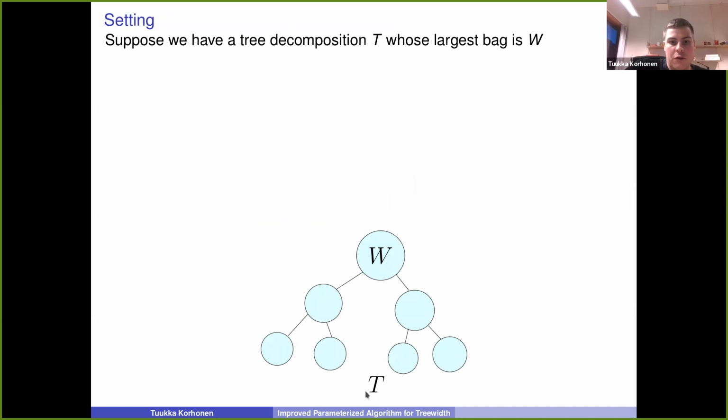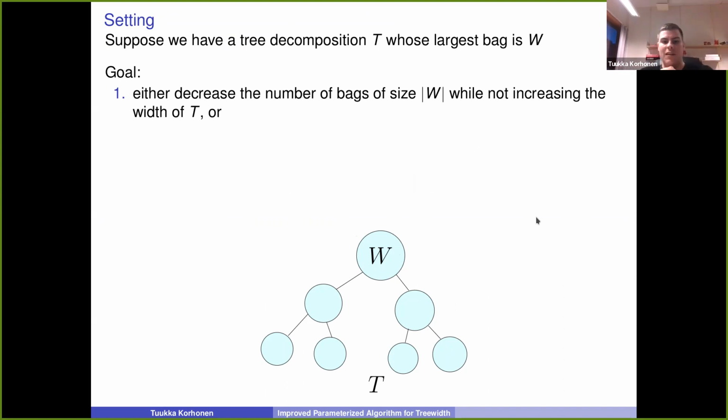So the setting is we have a tree decomposition T, and let's say we have a bag W. Let's say W is the largest bag, and now what we want to do is improve this tree decomposition. So we have some non-optimal tree decomposition, and we want to do some operation that improves it. The goal, in how we say a tree decomposition is improved, is that W is the largest bag, and we want to decrease the number of bags of the largest size, so the number of bags of size |W|, and not increase the width of the decomposition. Or we want to conclude that the tree decomposition we have is already optimal, or in the case of approximation, already approximately optimal.